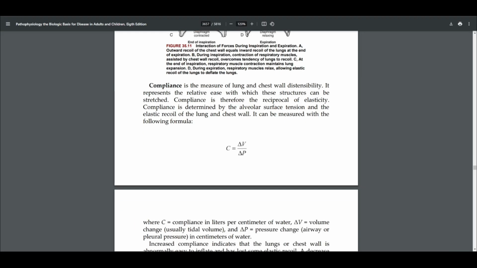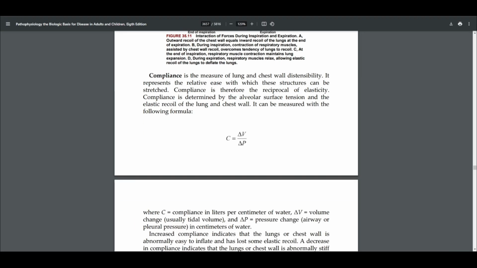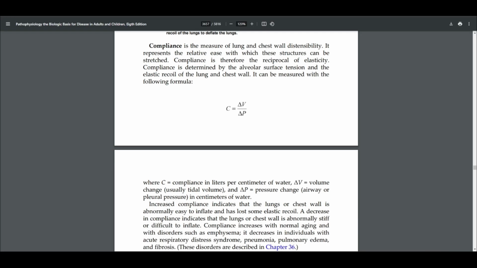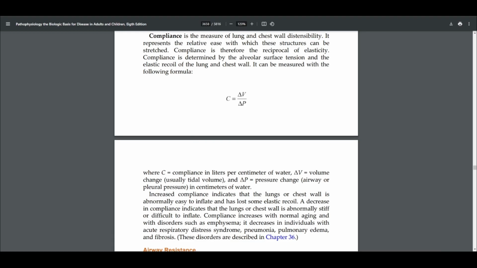Compliance is the measure of the lung and chest wall distensibility. It represents the relative ease with which the structures can be stretched. Compliance is therefore the reciprocal of elasticity. Compliance is determined by the alveolar surface tension and the elastic recoil of the lung and chest wall. It can be measured with the following formula, where C equals compliance in liters per centimeter of water.